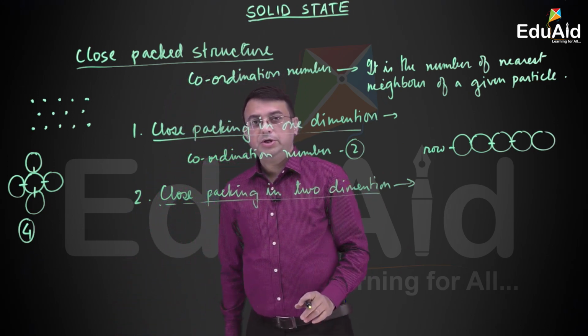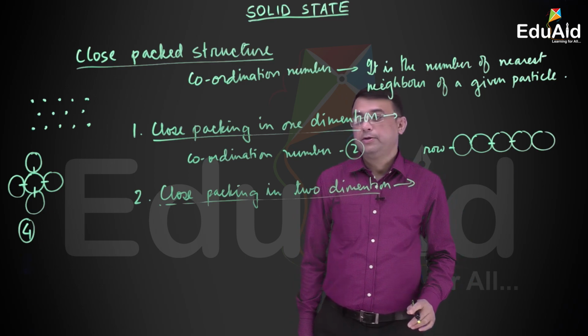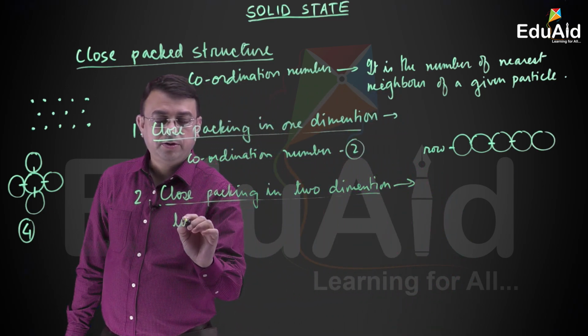Now in two dimension we will see two types of close packing. We will first start with type 1.